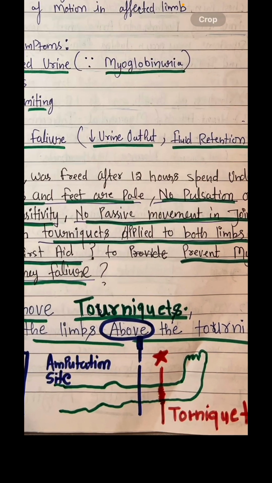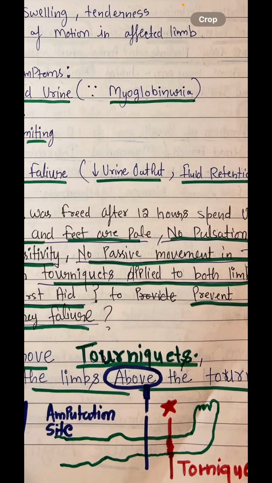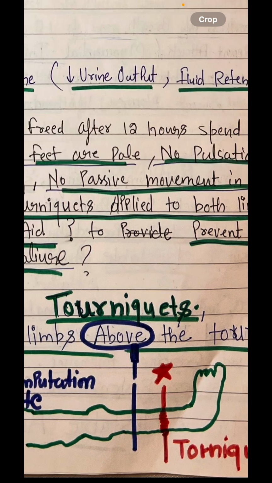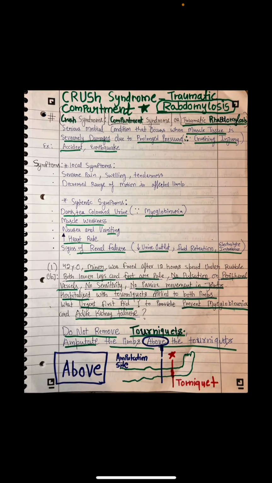Here is a diagram. The red one is the tourniquet and the blue one is the amputation site. So amputate the limb above the tourniquet, because tourniquet removal is not going to help in any case. Amputation will be the best treatment here.